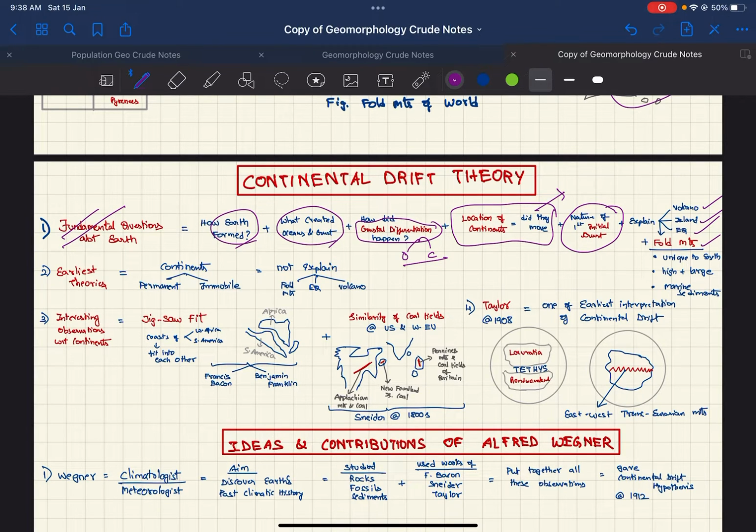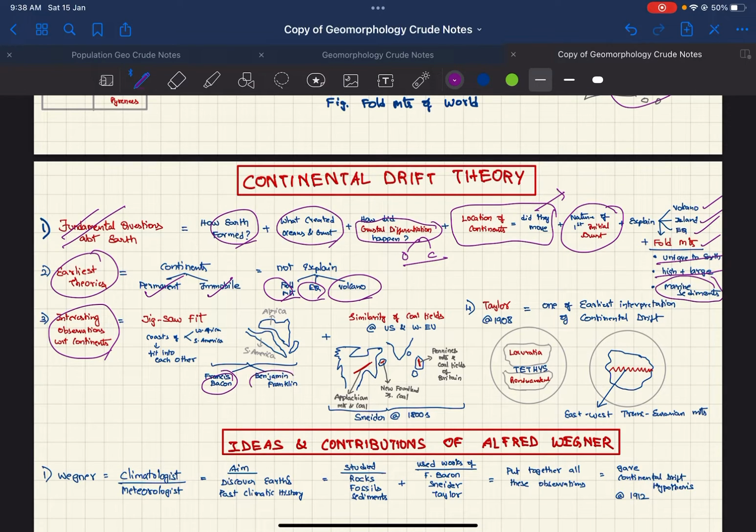Fold mountains have some special features like they are only unique to Earth, they are not found on other planets. They are very tall and very large. They have marine sediments, interestingly. Some of the earliest theories mention that continents are permanent and immobile, but this does not explain fold mountains, earthquakes, and volcanoes. Some interesting observations with respect to continents.